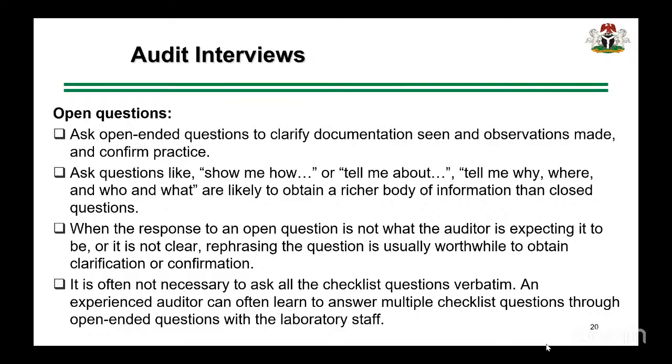It is often unnecessary to ask all the checklist questions verbatim. An experienced auditor can often learn to answer multiple checklist questions through an open-ended question. Let's say, for example, I've asked an open-ended question. By answering it, the person may have answered some of the things in my checklist, so I don't need to ask him again. Why? Because he has already answered in the interview. Is that well understood?